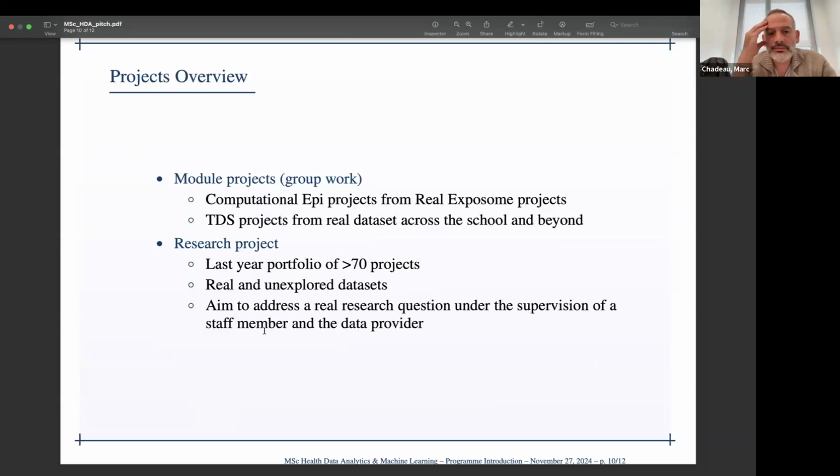So we have a large range of project types. For instance, within module projects, you have real data coming from the research projects we're involved in within the department and within the school. And abroad, we also have external collaborators contributing to these group projects, including for TDS, where you have real data across the school, across departments, with other universities and so on.